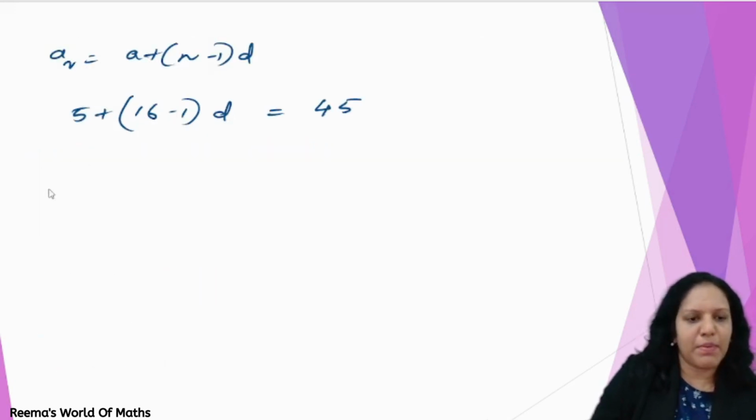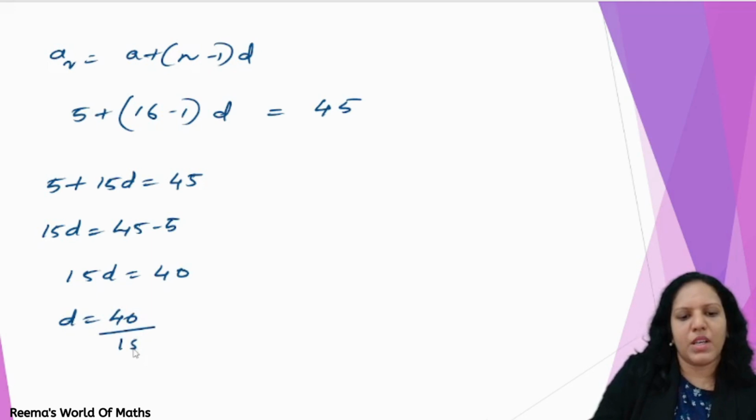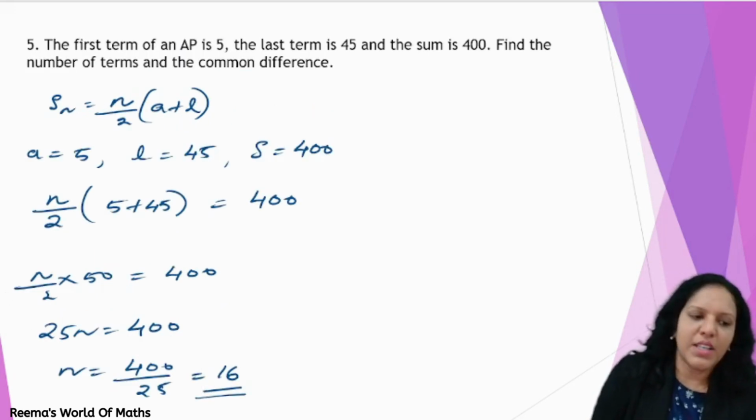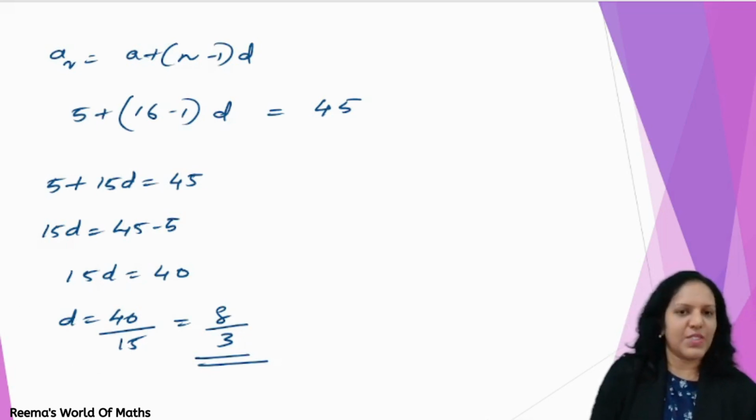So here, 5 plus (16 minus 1), that is 15d equals 45. 15d equals 45 minus 5. 15d equals 40. d equals 40 divided by 15, which is also 8 divided by 3. So the common difference is 8 divided by 3. We found the number of terms equals 16 and the common difference is 8 divided by 3. Let's see the next question.